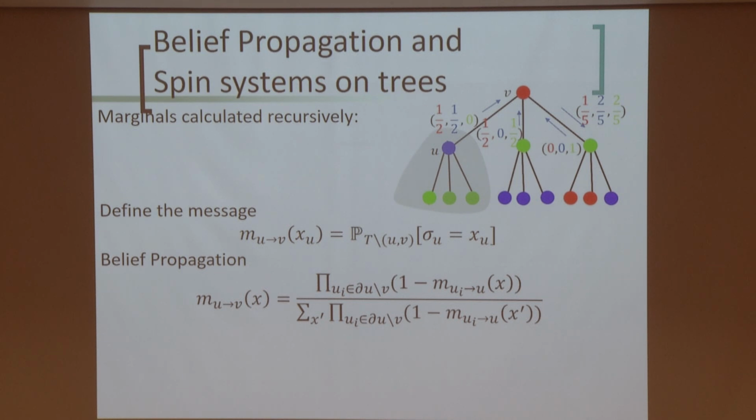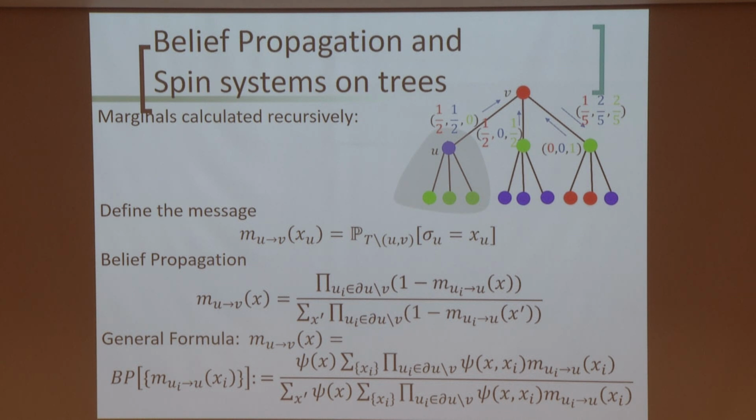And if you did that, you could work out lots of things. In particular, you could work out, say, what the marginal distribution at the root or any of the vertices would be. It's enough just to know all the incoming messages into a vertex in order to calculate the marginal for it. You can also do this on general spin systems. So again, the message from U to V will be some function of all the other incoming messages to U.